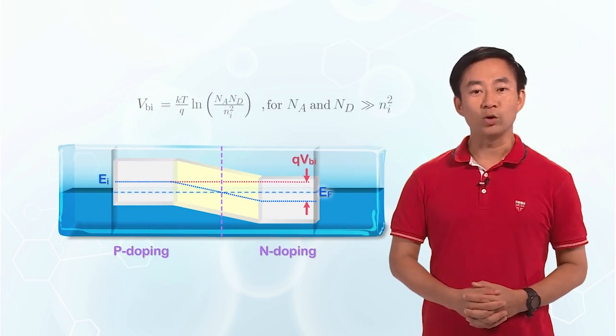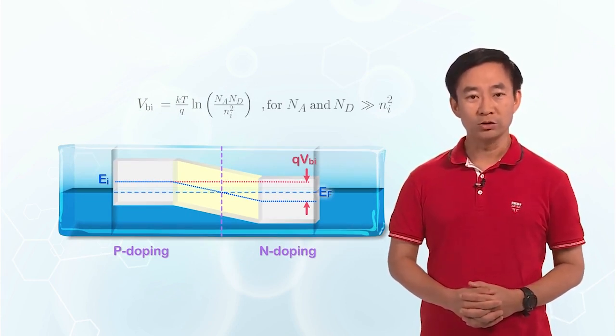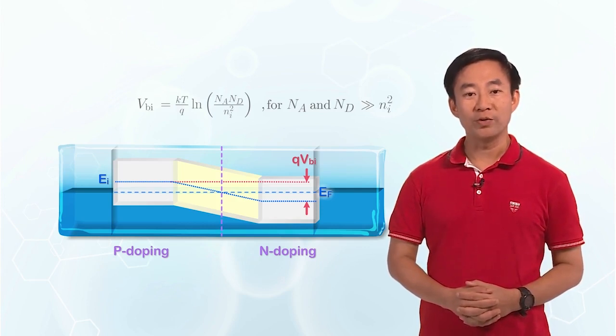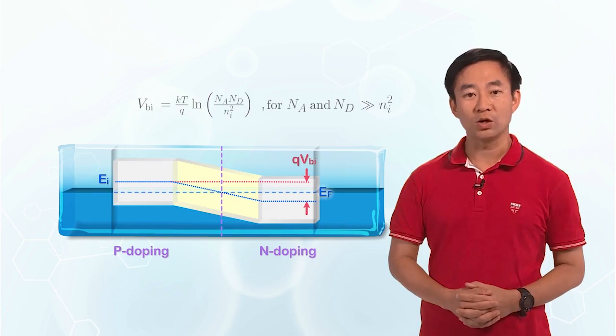This is a very important equation that you should take note of. From this equation, we can easily calculate the built-in potential as long as we know the doping concentration on the two sides of the p-n junction.